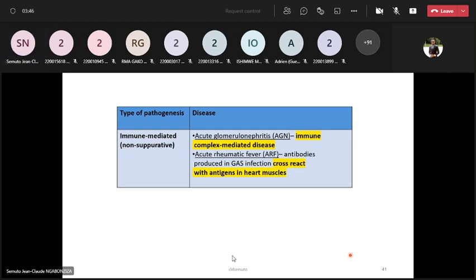And we also have acute rheumatic fever, where antibodies produced in the initial infection cross-react with antigen in heart muscle. So during the initial bacterial infection, they produce antibodies against the bacterial M protein or other antigens, and these antibodies cross-react with antigen in heart muscle. So then it will be like autoimmune. They will cause problems as they will destroy the heart muscle through the antigen-antibody reaction.